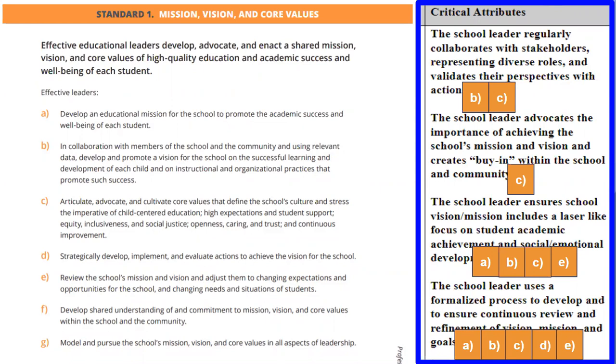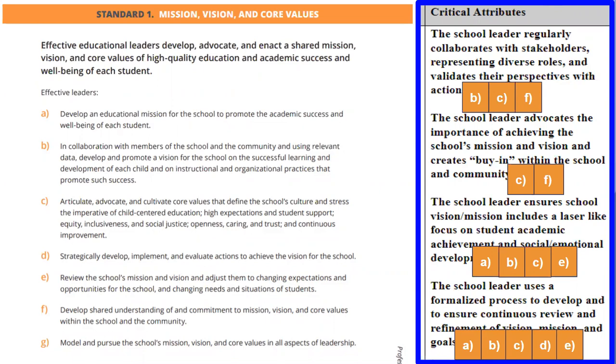In element F, once again, we see the target of collaboration showcased, but we also note the inclusion of commitment. In the first critical attribute, regular collaboration with diverse stakeholders is described. Then, in the second critical attribute, commitment is identified. Notice the language, "and creates buy-in within the school and community." Jointly, the two critical attributes feed into the intent of element F.